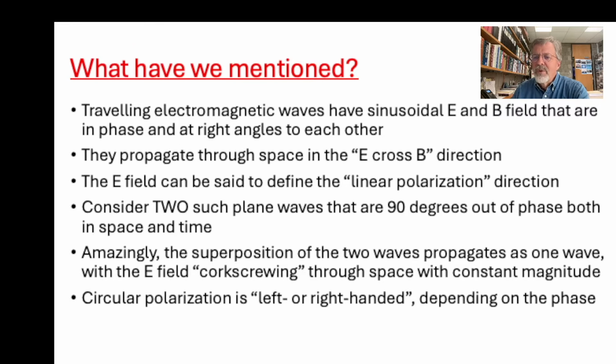You can think of it as one wave, a superposition, propagating with the electric field corkscrewing through space with constant magnitude. I didn't mention explicitly, but you can imagine the corkscrew being either left-handed or right-handed, propagating in the same direction but spiraling in the opposite sense. So that depends upon the relative phase of the two underlying linear polarization waves. So those are the main points here.